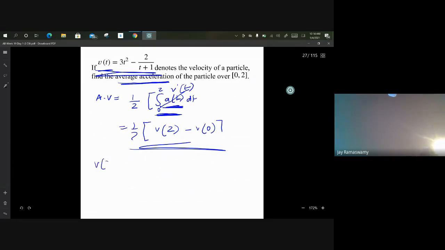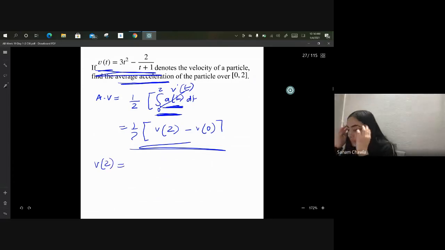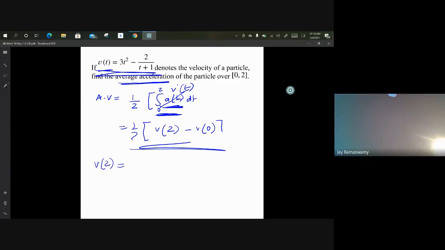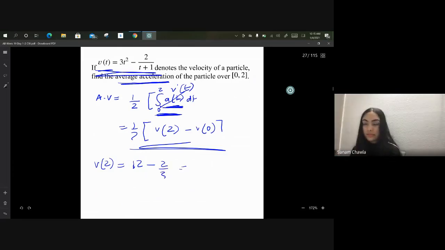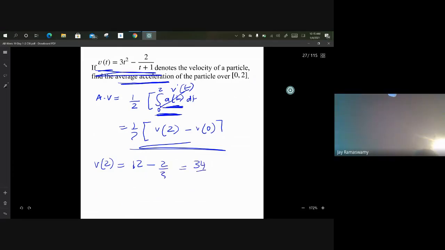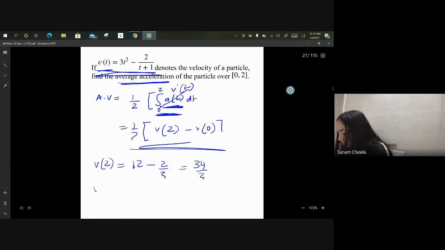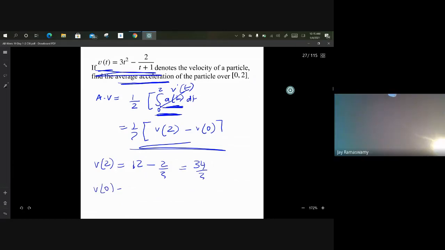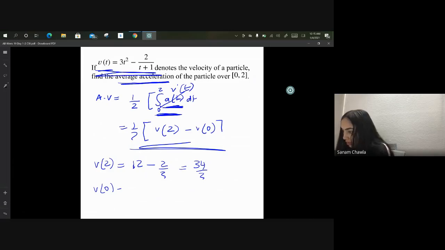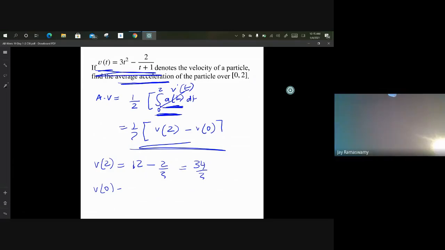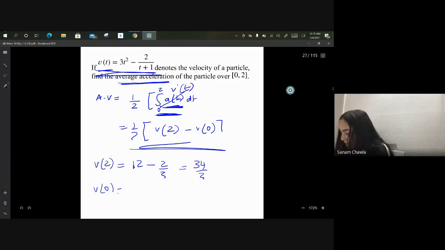Can I plug in v of 2? Yes. Okay, what's 2 squared? 4. Times 3, 12. Minus 2 plus 1, 3. 3 is a minus 2/3, which is 34/3. V of 0, 3 times 0 is 0. 0 minus 2 over 1, negative 2.